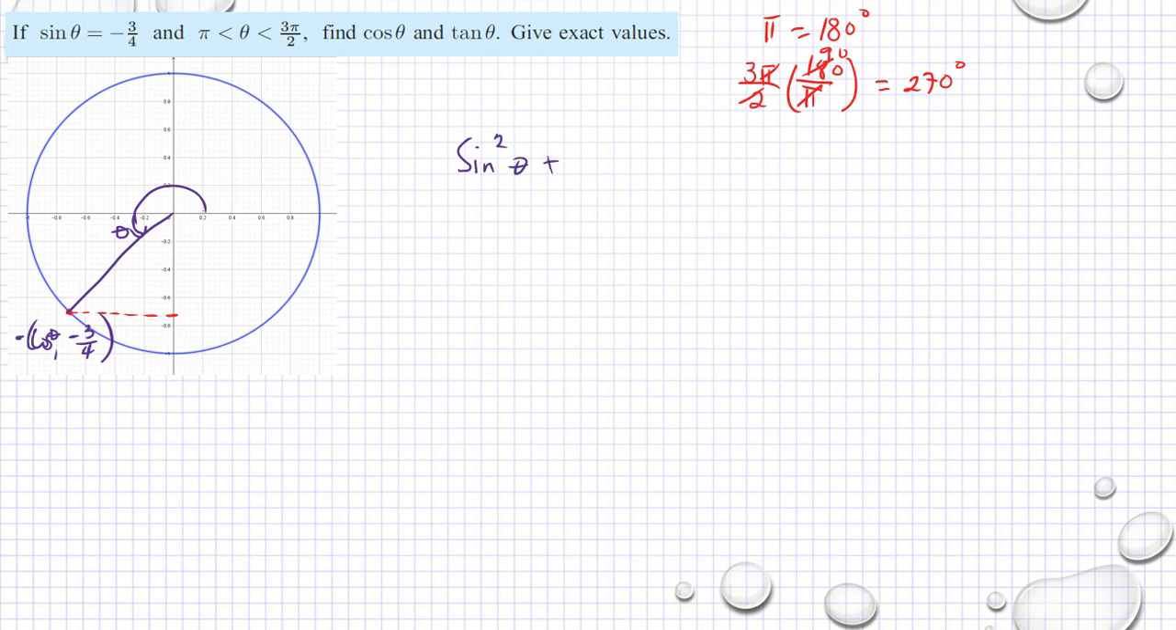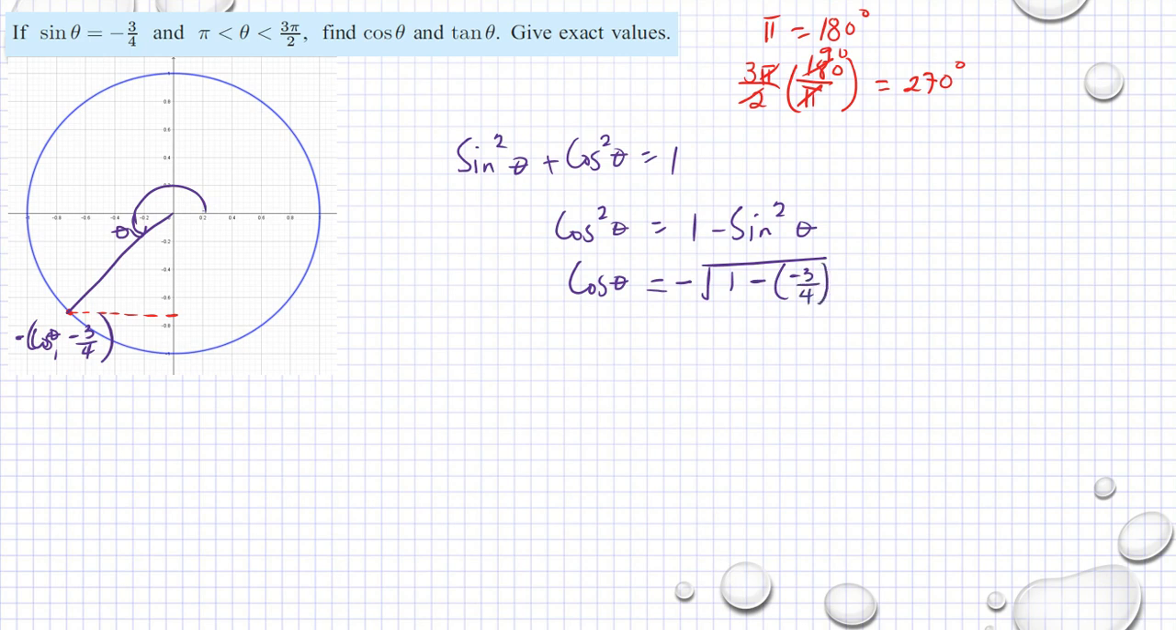So we have sine squared theta plus cosine squared theta is equal to 1. So cosine squared theta is equal to 1 minus sine squared theta. So cosine theta is equal to negative square root of 1 minus negative 3/4 squared, because we have negative there. Then negative square root of 1 minus 9/16, so negative square root of (16 minus 9) divided by 16, then negative square root of 7 divided by 4. So our cosine theta is negative square root of 7 divided by 4.